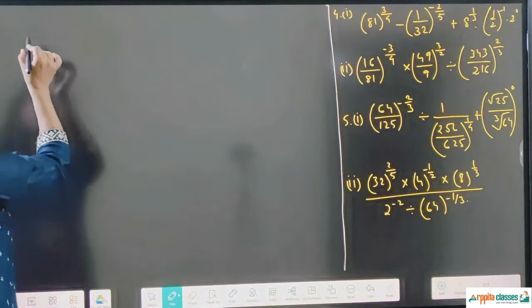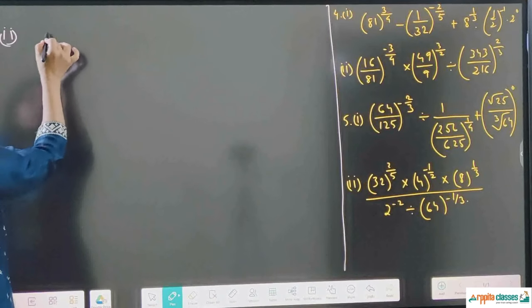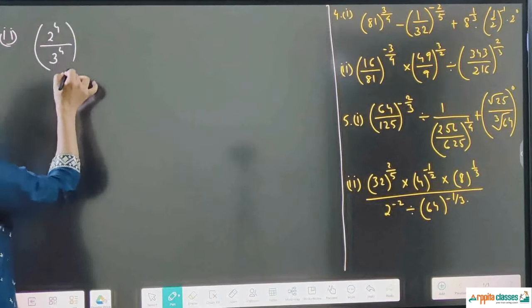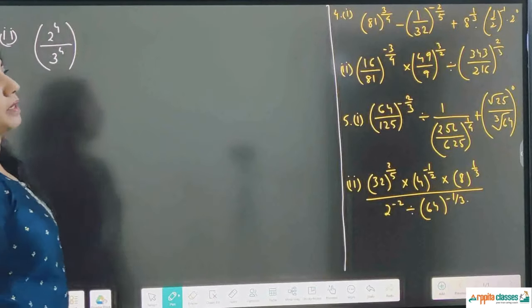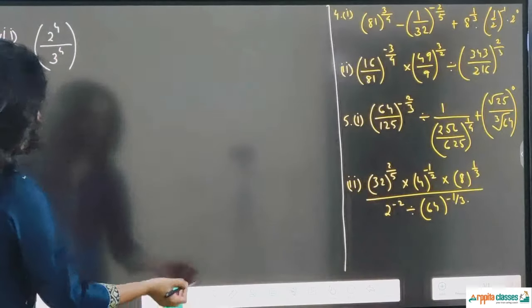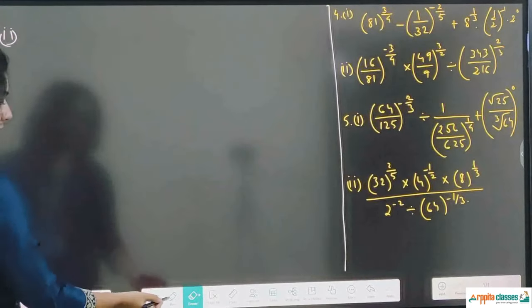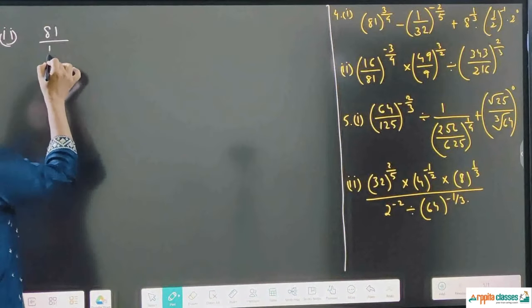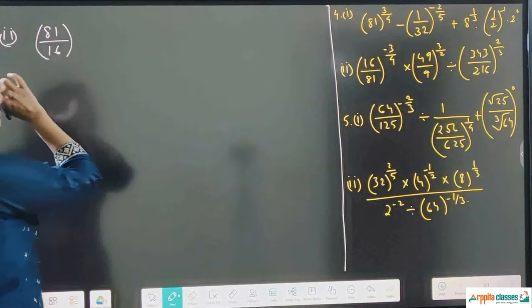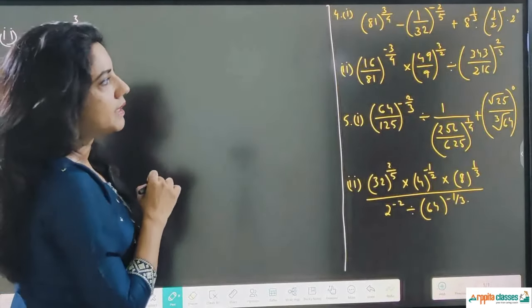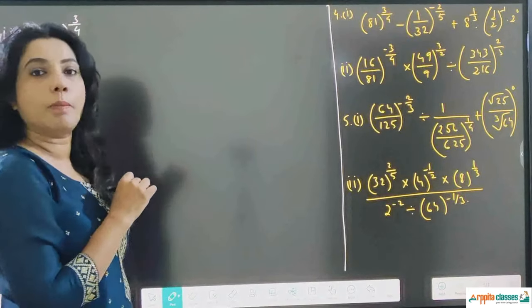Next sub question of question number 4: 16 by 81. So 16 can be written as 2 to the power 4, 81 as 3 to the power 4, and this whole thing to the power minus 3 by 4. I'm sorry, first I'll make the indices positive. So I will be writing it as 81 upon 16, and I make the indices positive, that is 3 upon 4. Next is into 49 upon 9 whole to the power 3 by 2.